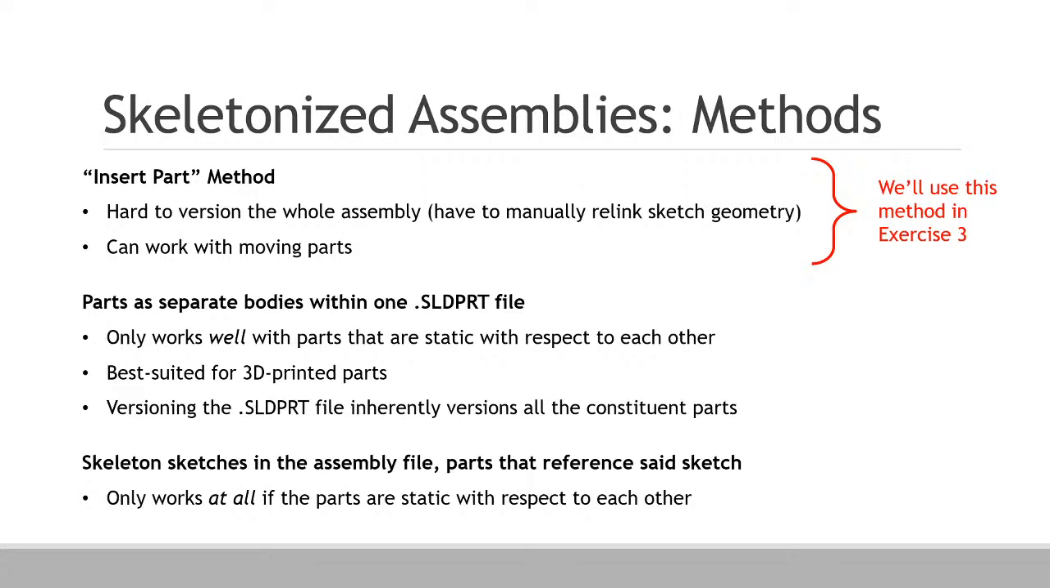Those are just two of the ways that I tend to do it. There are a bunch of other different options. If you wanted to, you could effectively make your assembly file your quote-unquote skeleton. You can create sketches in assembly files and then just have parts that reference those. But that is another situation where it basically only works if the parts are static. There are a couple different options, but this is to give you a general overview.